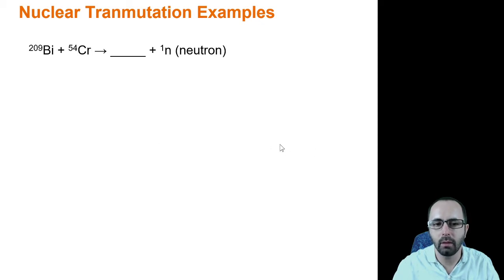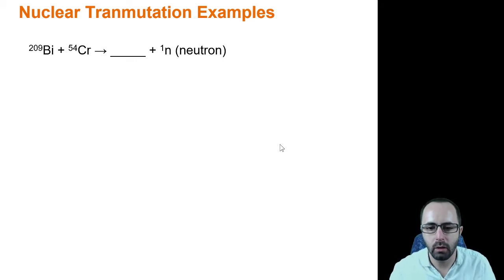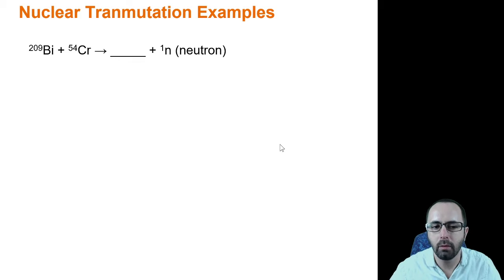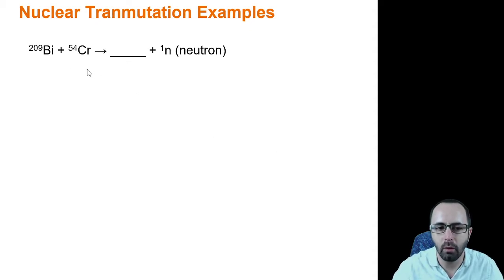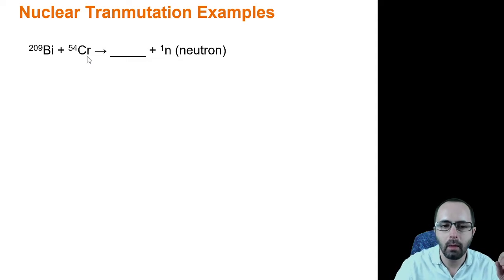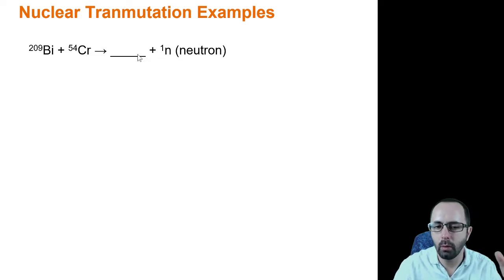Let's look at one like this. This is the kind of problem I would present to you in terms of nuclear transmutation. I'll give you all of the reactants or products except for one, and say, well, what would be produced in this situation here? So here we have an example of a nuclear transmutation. Bismuth is being crashed into chromium, and what is produced is a new element and a neutron.